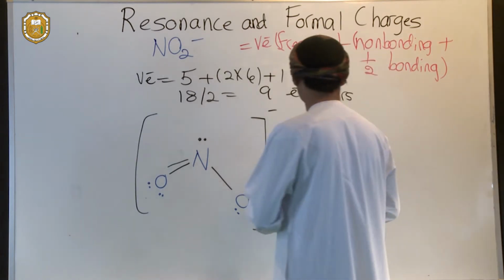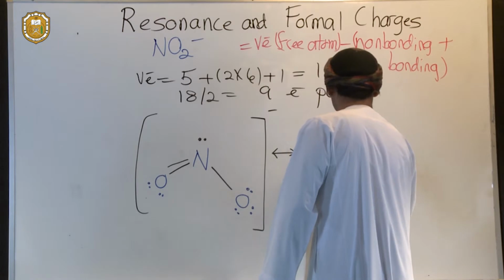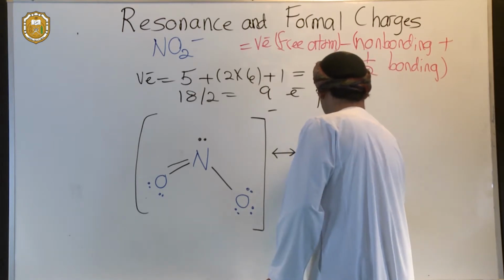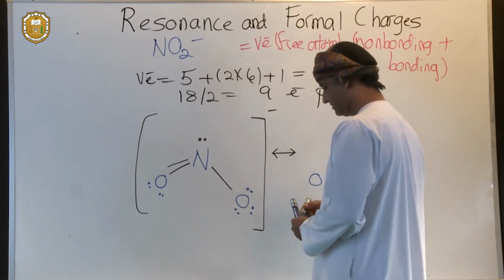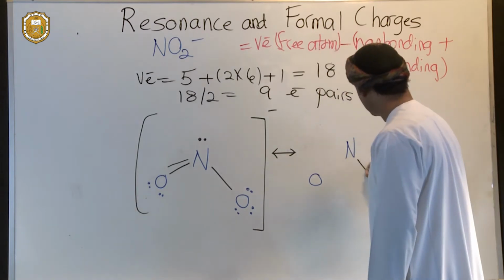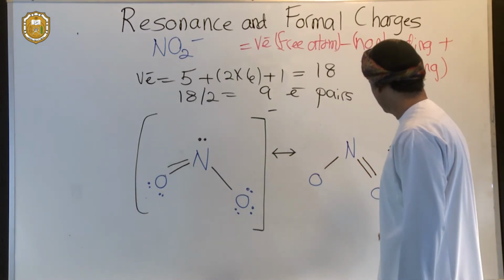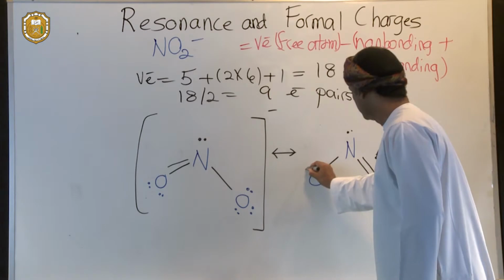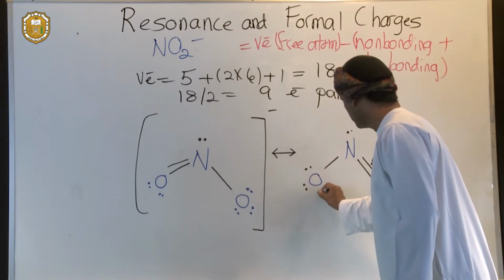So let's do that. Okay, now we draw another Lewis structure, but this time the double bond will be between the central nitrogen atom and the other oxygen on the right side. So that's the double bond. That's the lone pair. We satisfy the octet for these oxygen atoms.